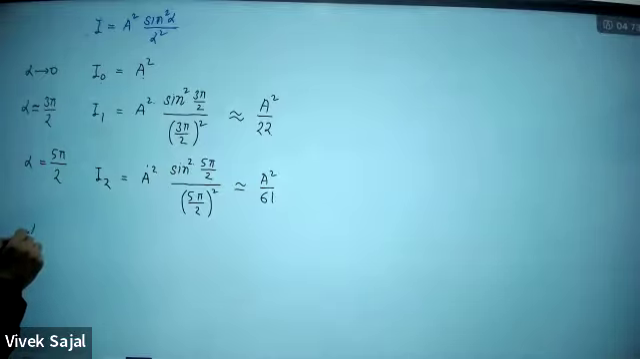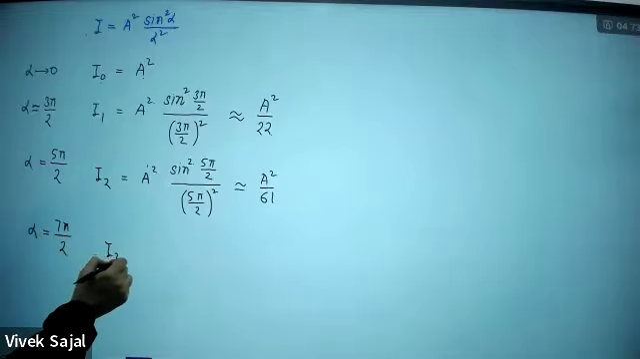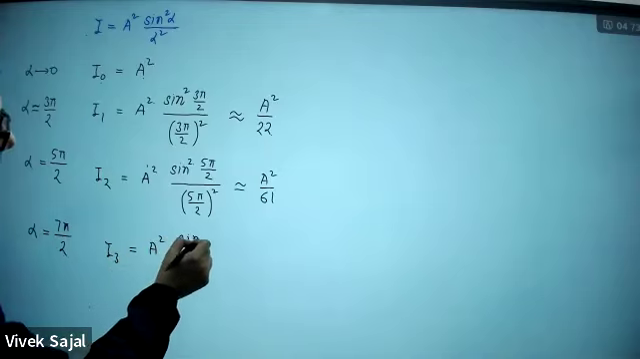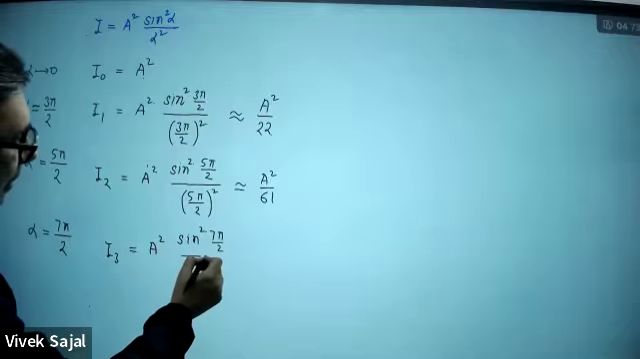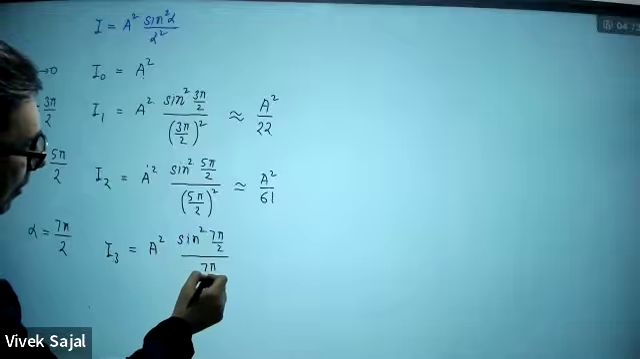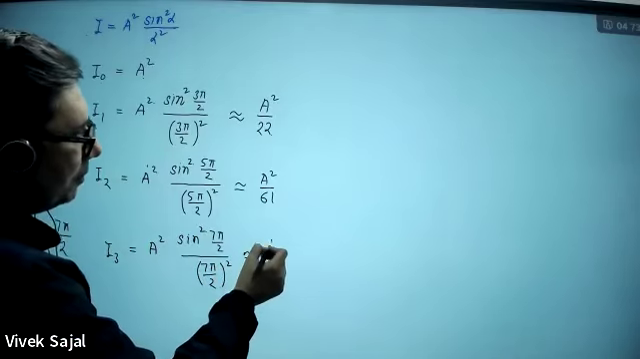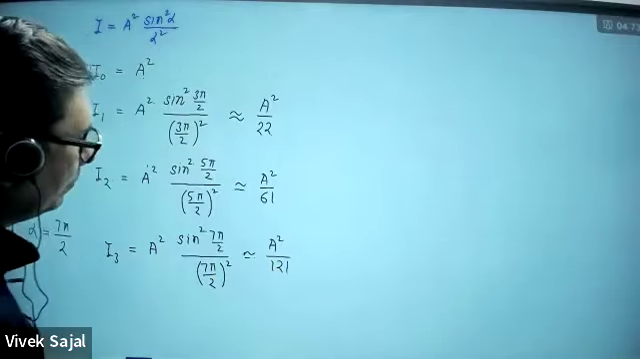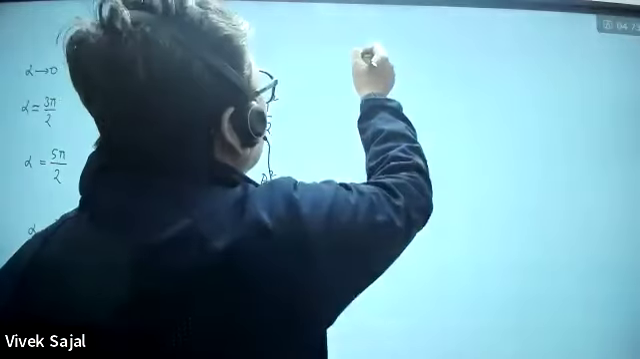For alpha equal to 7 pi by 2, you will get the next maxima. So what will be I3? I3 will be A square sine square 7 pi by 2 divided by 7 pi by 2 whole square. So this will be approximately equal to A square by 121. So what will be the intensity ratios here?